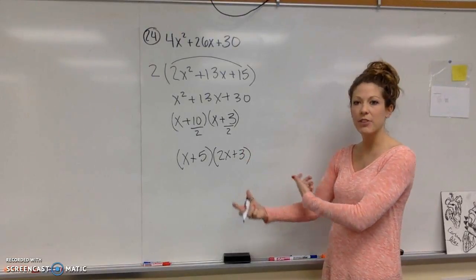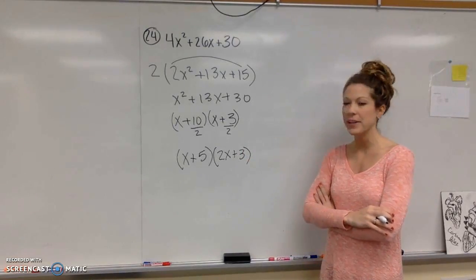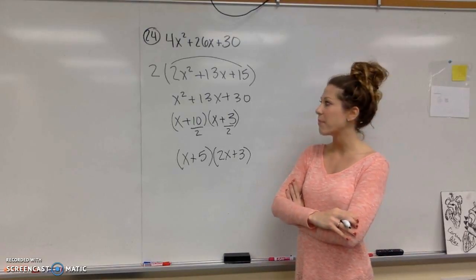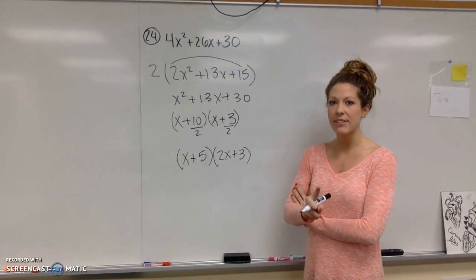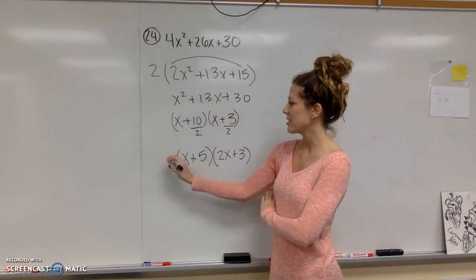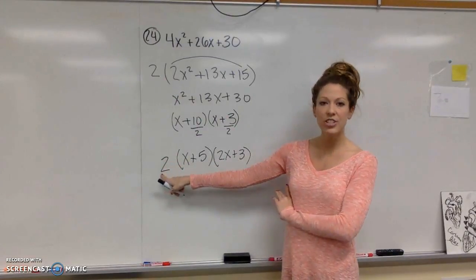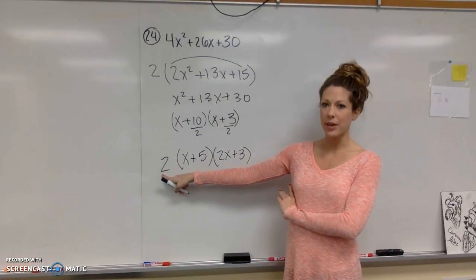And again, it doesn't matter if you have those two switched. You could have the 2x plus 3 in front and x plus 5 in back. But what we absolutely have to have as part of our answer is that GCF. So if there's a GCF, that's the number that we put out front.